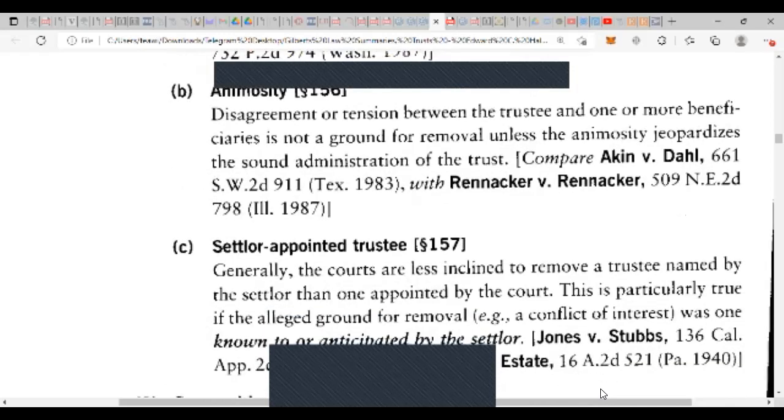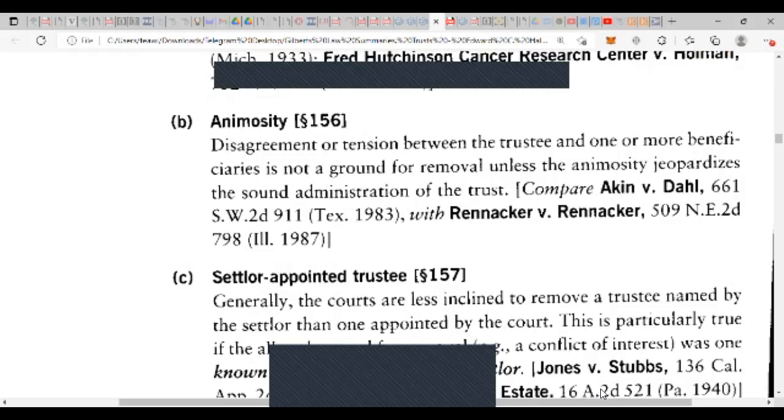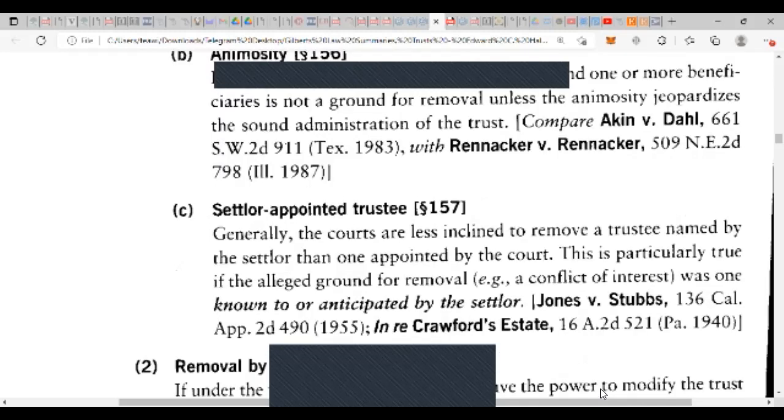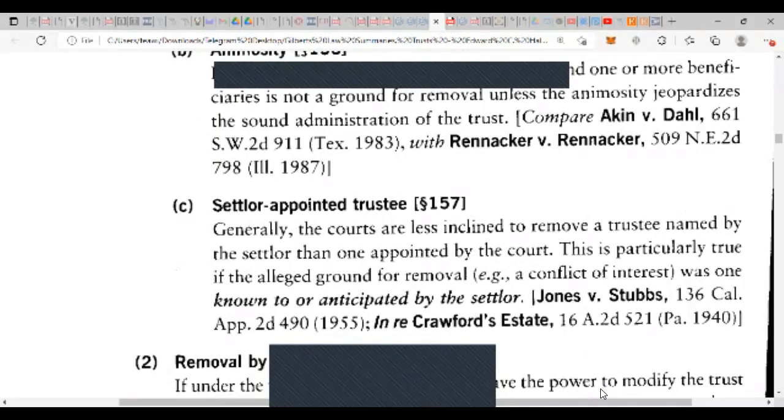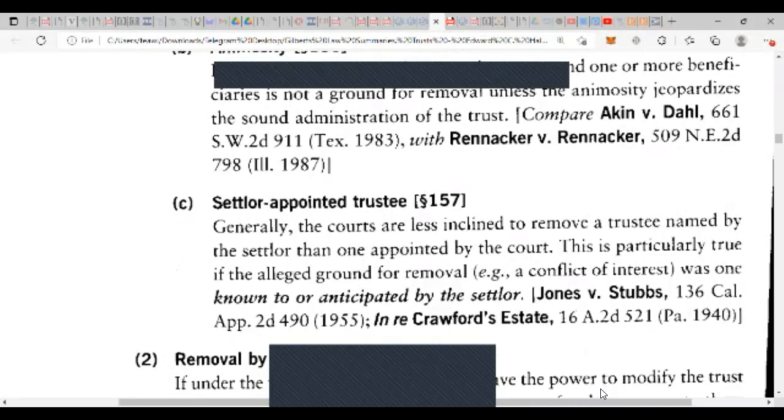B. Animosity, Section 156. Disagreement or tension between the trustee and one or more beneficiaries is not a ground for removal unless the animosity jeopardizes the sound administration of the trust. Compare Aiken versus Dow, 1983, in Texas, with Renaker versus Renaker in 1987.